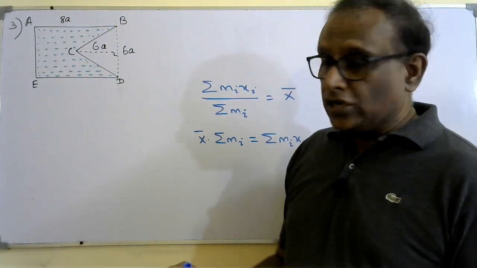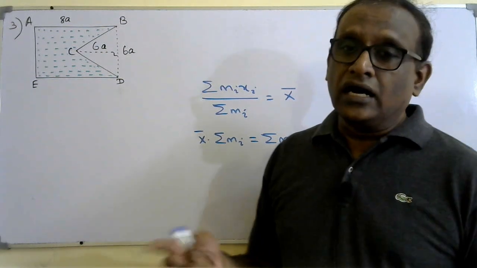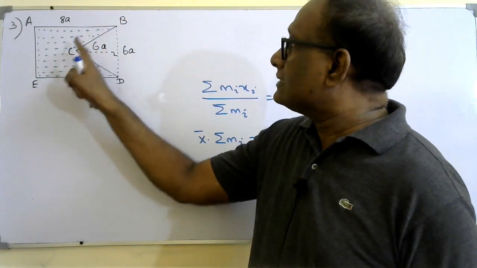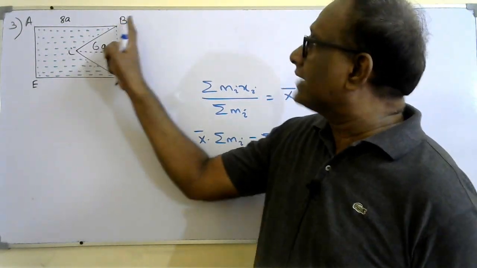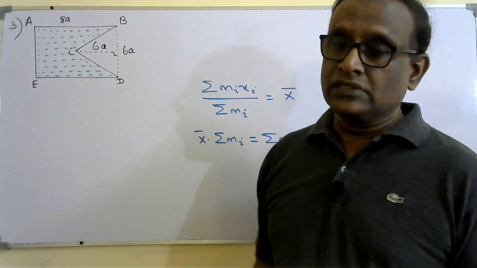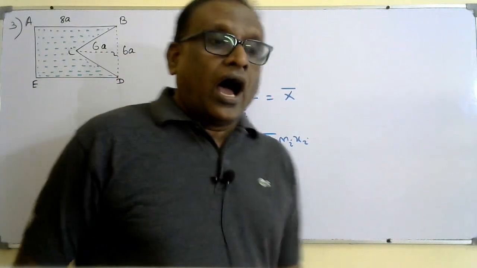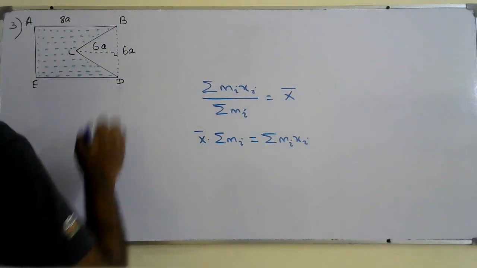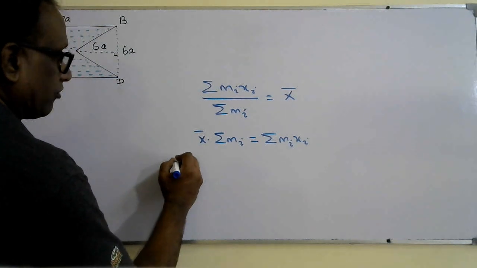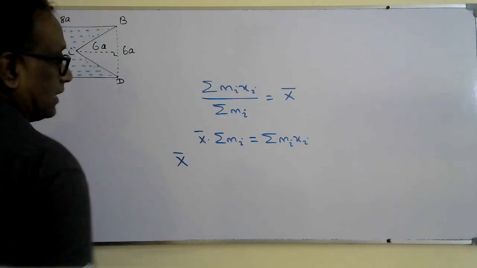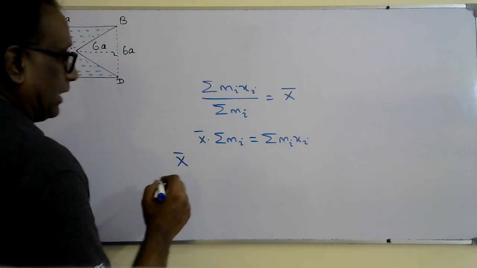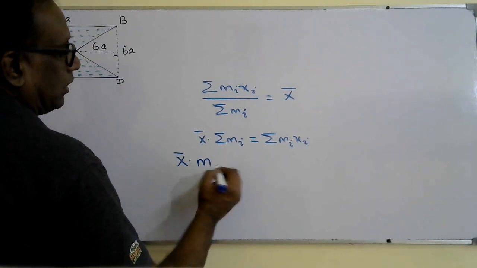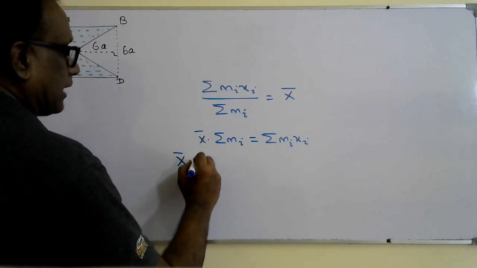ABDE is made of two different parts: the lamina ABCDE and the triangle BCD. So we are assuming that. I know the center of mass of the rectangle ABDE, so this x bar is the center of mass of the rectangle, into the mass of the rectangle. The mass of the rectangle we can call capital M.